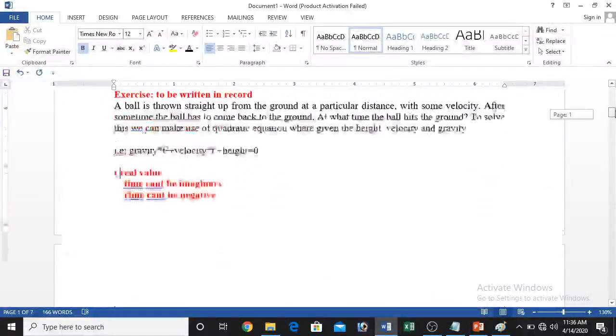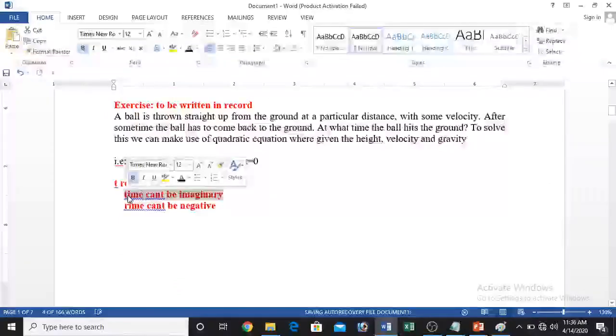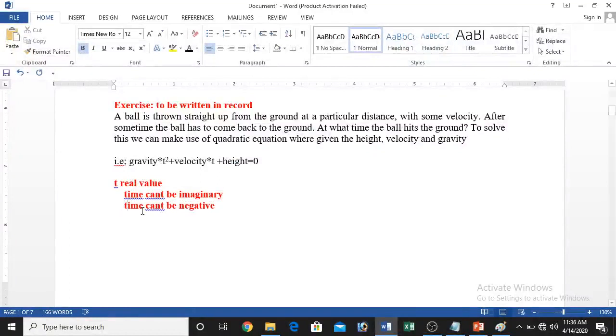So time cannot be imaginary, so we need to eliminate b square minus 4ac less than 0. Time cannot be negative, in the sense that if b square minus 4ac is 0, or if b square minus 4ac is greater than 0, then we need to calculate. Keeping that into consideration, what exactly is the input that we need? The input we need is gravity, velocity, and height. What is the output? The output is we need to display time.